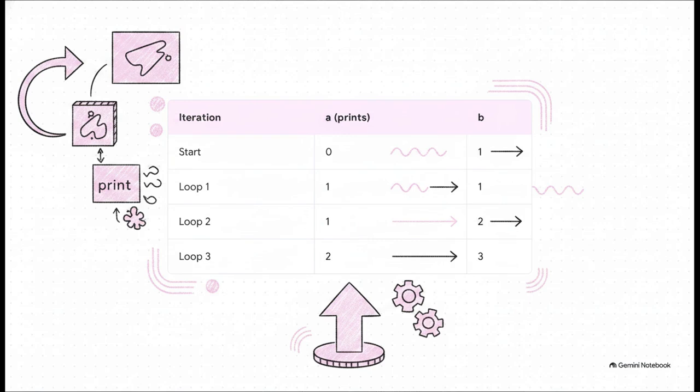So, at the start, right before the loop even begins, a is 0 and b is 1. The loop kicks off, prints that 0, and then both of those variables update. In loop 1, a becomes 1 and b also becomes 1. Moving into loop 2, it prints the 1, a stays 1, but b updates to 2. By the time we hit loop 3, it prints 1 again, a updates to 2, and b updates to 3. This brilliantly shows us how a and b hold their values, communicate them directly to the print function, and then update their bindings for the very next round.